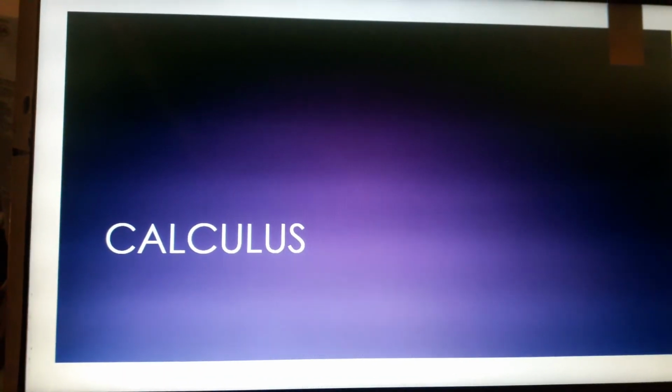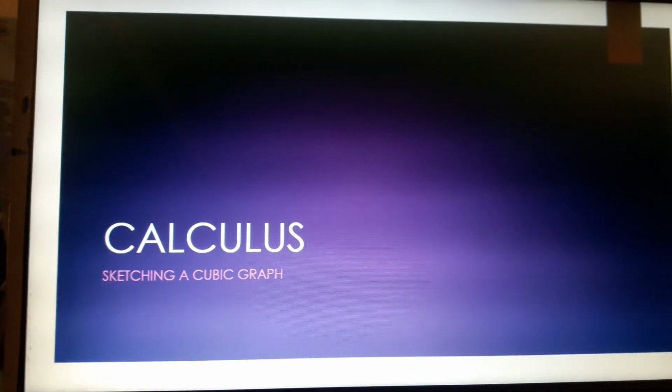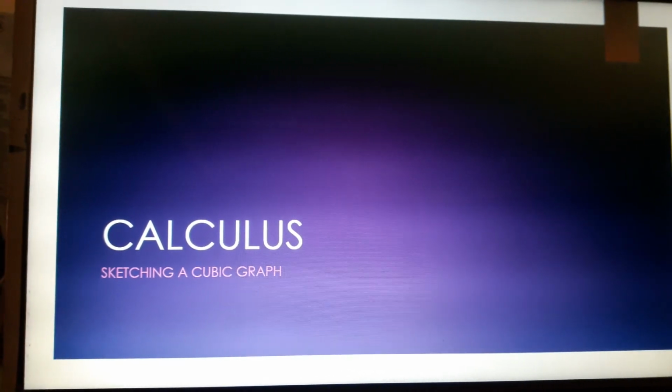Morning, everybody. Today we are doing calculus and we are going to be sketching a cubic graph. So these are the steps that one has to put into consideration when sketching a cubic graph.